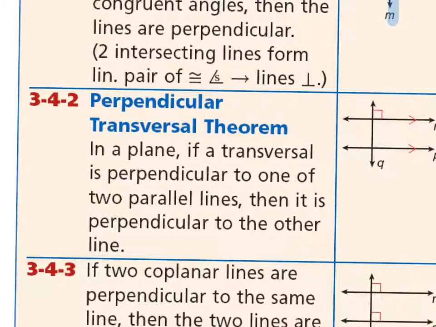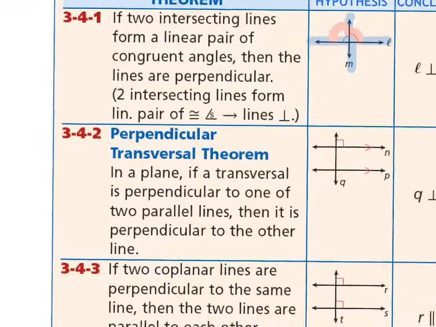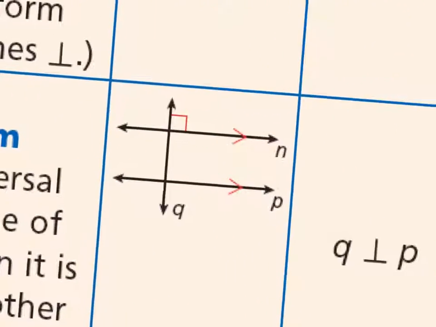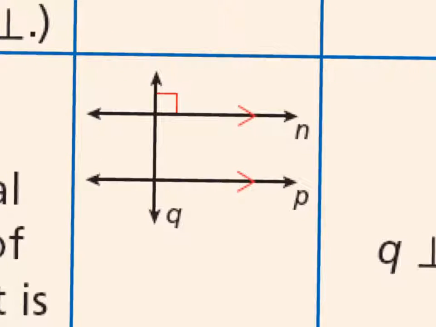All right, the second one is the one with the name. So perpendicular transversal theorem, okay? Which says in a plane, if a transversal is perpendicular to one of 2 parallel lines, then it's perpendicular to the other. All right, so let's look at where this one comes from, right? So if I've got these 2 parallel lines, it says N is parallel to P, and I've got that N is perpendicular to Q, okay?